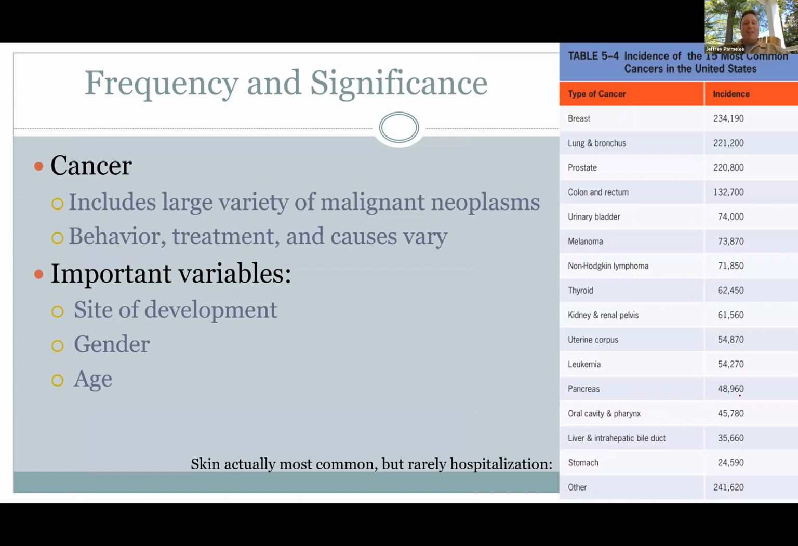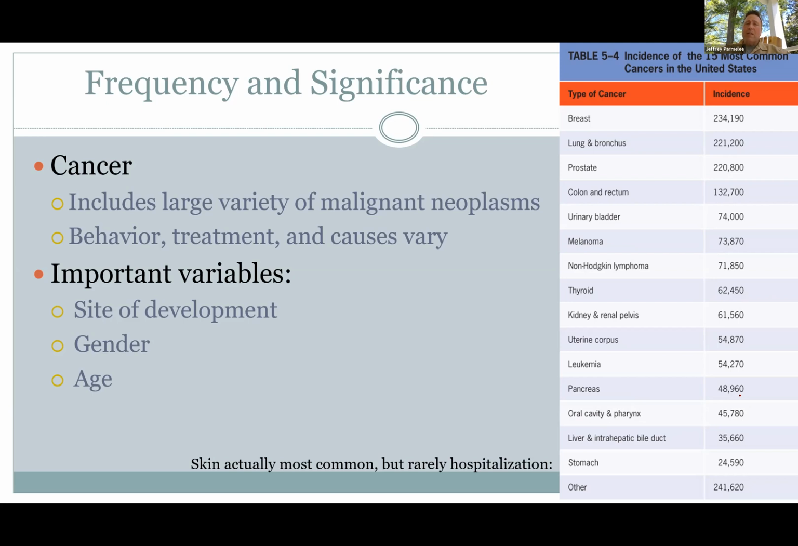So what are the big killers? Well, first of all, when you look at the variables involved with cancer and its prognosis too, what site is it developing in? Pancreatic cancer, very low survival rates. Skin cancer, often just taken care of in the doctor's office, and it's more of an annoyance, right?